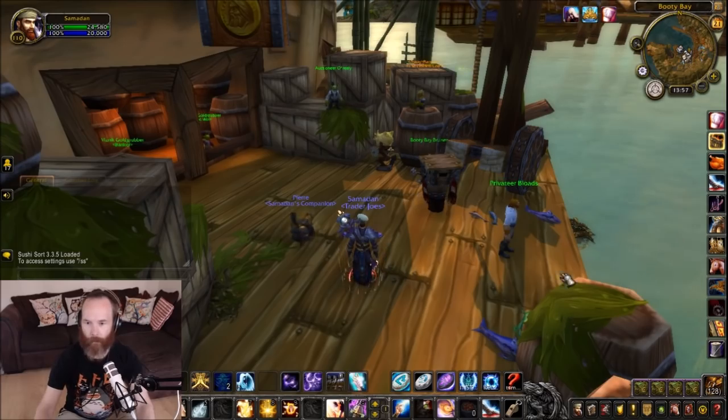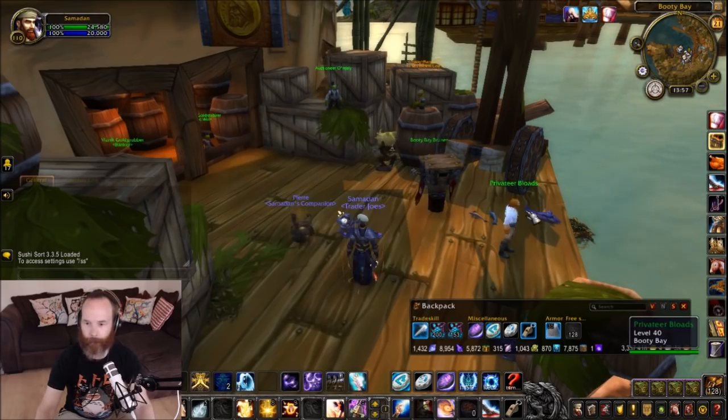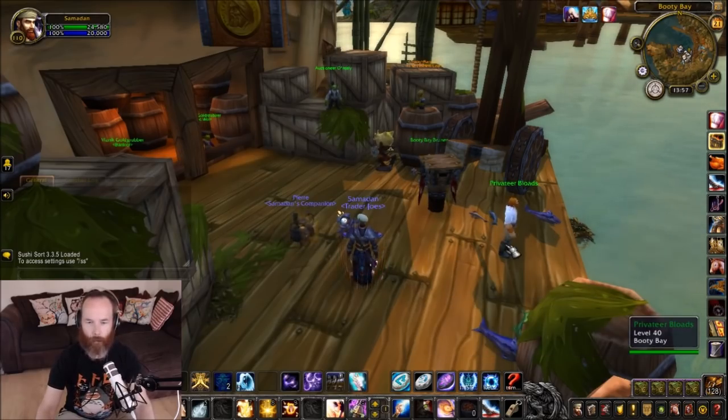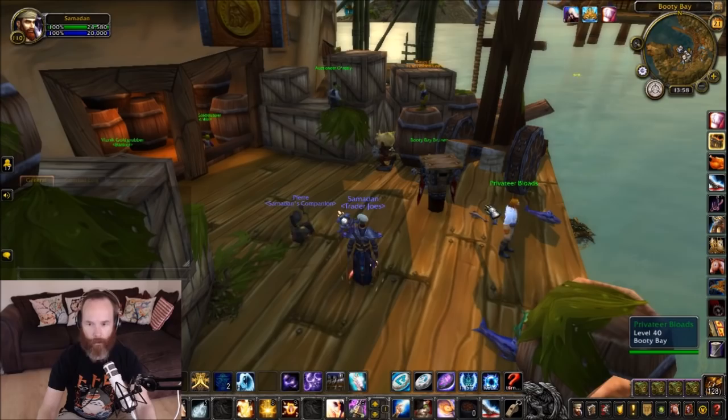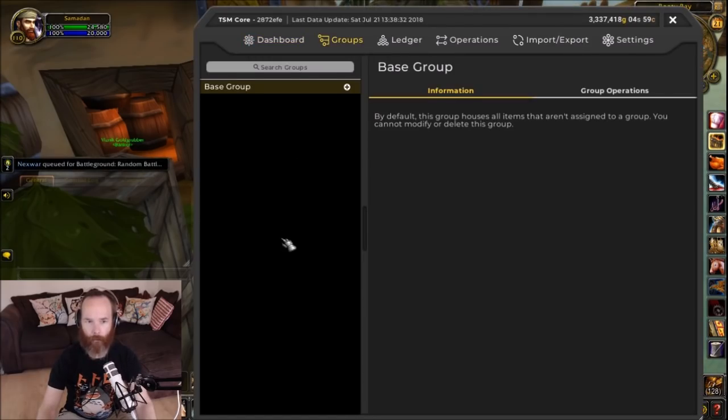So say for example, here we've got some Starlight Rose that I might have farmed from herbalism or something like that. So we want to create a group, and a group is basically a way of putting together a list of items that all share the same kind of thing that you want to do with them. Let's have a look at this Starlight Rose as an example. So we've got our base group here which has the default operation set to it. And the base group is the root group and everything else is a subgroup of that one.